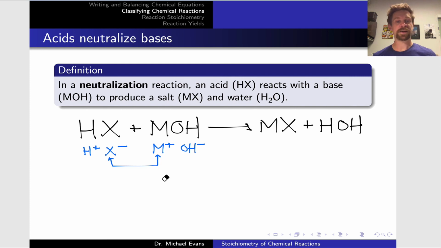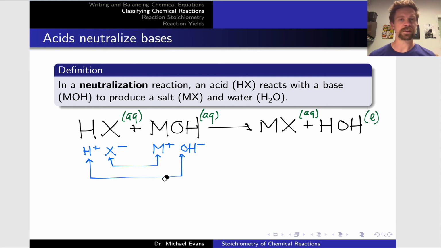The M plus and X minus ions combine, or they may actually just be spectators in many cases, to form the salt M plus X minus on the product side. H plus and OH minus combine to form an actual covalent bond, to form the small molecule water. And so there's absolutely a change in state that happens there. And if we list the state designators here, typically we'll have the acid and base dissolved in aqueous solution. The salt will remain dissolved in that aqueous solution, and the water produced will be a liquid in these neutralization reactions. So this depicts the idea that acids react with bases to form a salt and water.